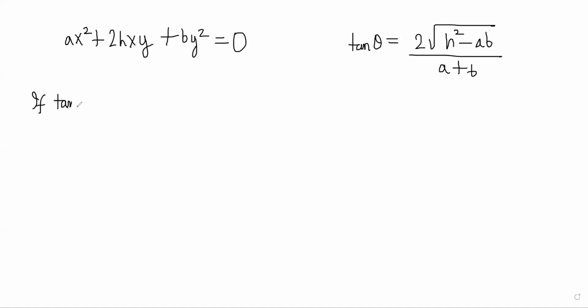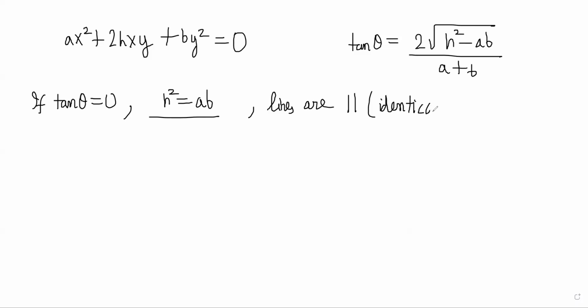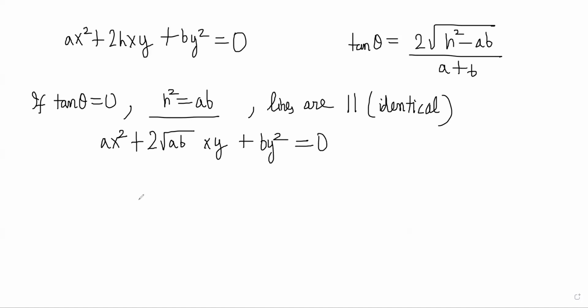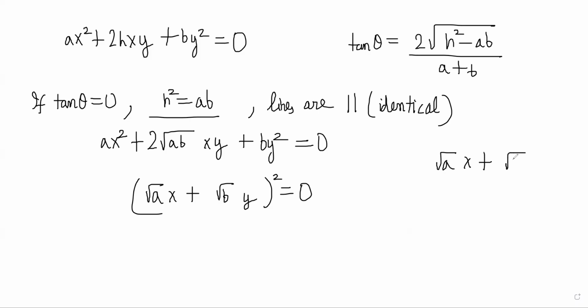If tan theta is 0 or h square is equal to ab, then the lines are parallel. Why are they parallel? Because actually the lines are not even parallel, they are identical straight lines. Both the straight lines are same because you will end up with a situation where ax square plus 2 root ab xy plus by square is 0. And this can be written as root ax plus root by whole square is equal to 0. So both the lines are actually the same line, root ax plus root by equals 0, right?